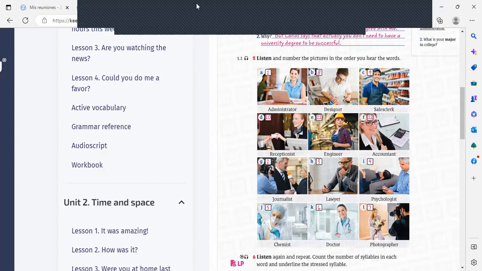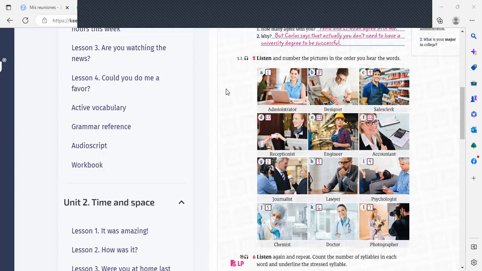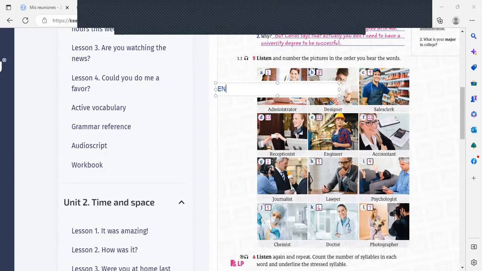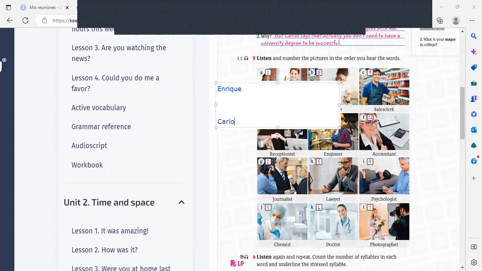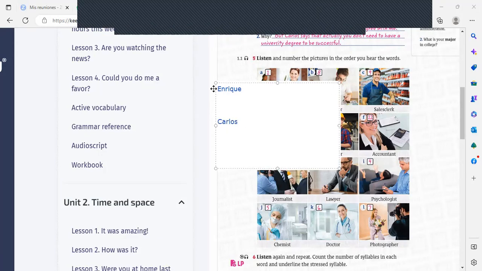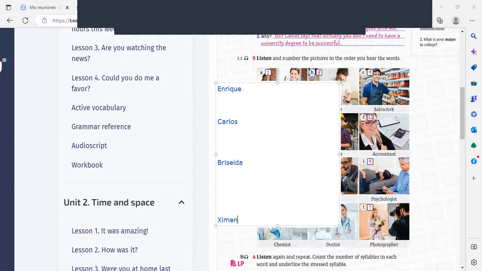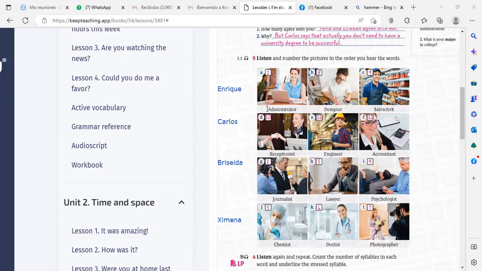¿Cuántos somos? Somos 4. Entonces, me van a ayudar a leer cada quien esta filita. Entonces, voy a ponerles aquí. Cada quien me ayuda a leer una filita. Enrique, Carlos, así conforme fueron presentando. Listo. So, Enrique, can you repeat these words?